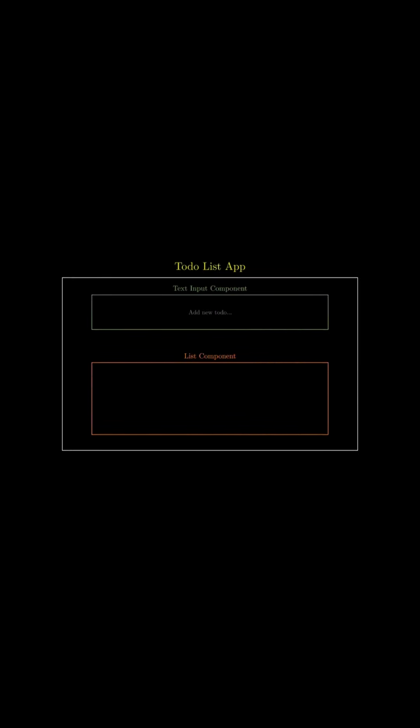Suppose you have a to-do list app with a text input to add new Todos and a list to display them. The text input and the list are separate components, and they need to communicate with each other. React achieves this through props and state.